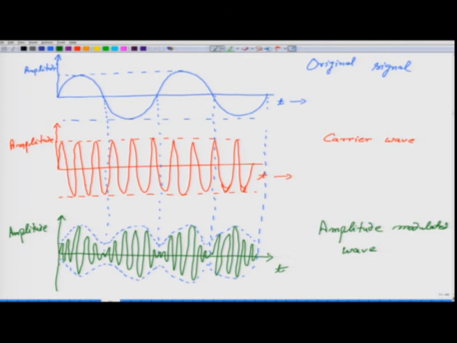Now, let us try to see what happens if the amplitude of the carrier wave is of the order of your original signal. We will study three cases basically: what happens if the carrier wave has the amplitude equal to that of the original signal, and what if the carrier wave has higher or lower amplitude as compared to that of the original signal.